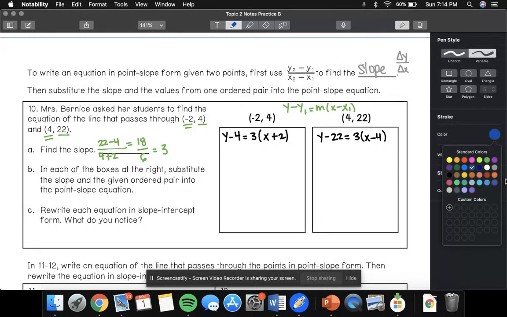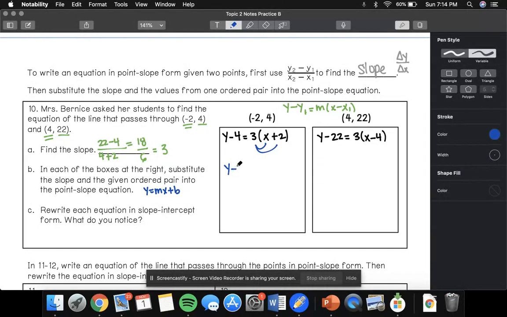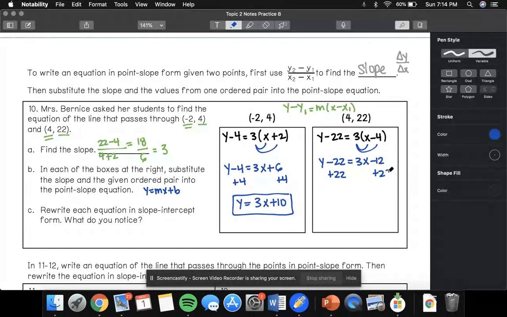Part C says to rewrite each equation in slope-intercept form. So we're going to go back to this and make it look like y equals mx plus b, because that's what we usually feel most comfortable with. We distribute the 3 and get 3x plus 6. We add 4, and we get 3x plus 10. For this equation, we distribute the 3 and get 3x minus 12. Then we add the 22, and we get y equals 3x plus 10.